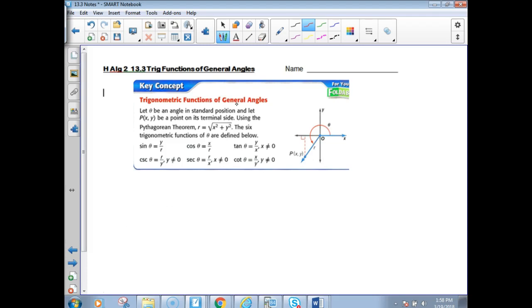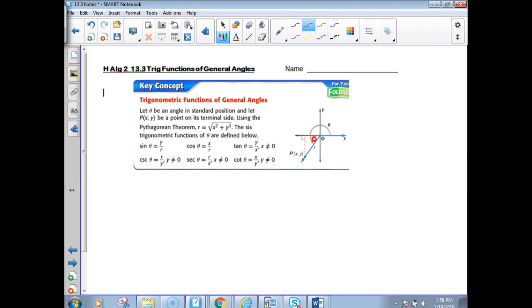Okay, so trigonometric functions of general angles. If you let theta be an angle in standard position and let P, a point (x, y), be on the terminal side of theta, then the Pythagorean theorem, r equals the square root of x squared plus y squared, would give you the length of that hypotenuse, if you will, right there. The six trigonometric functions of theta are defined below. These are just different ways of saying opposite and hypotenuse, etc. You notice that r is the hypotenuse.